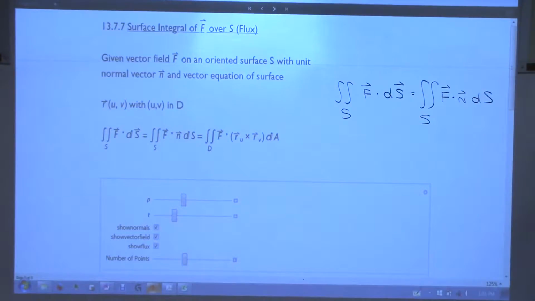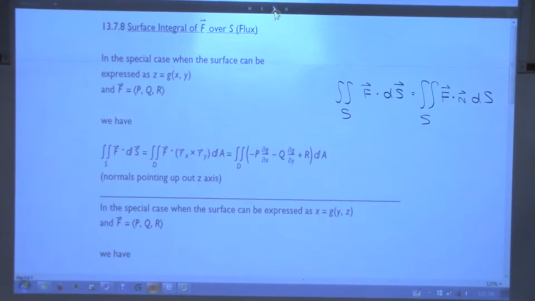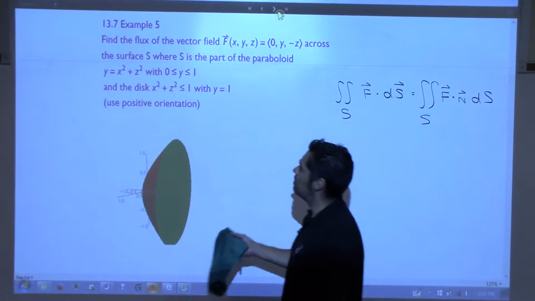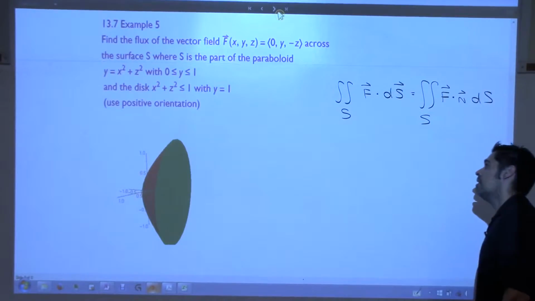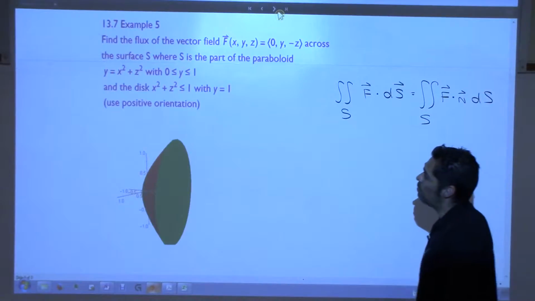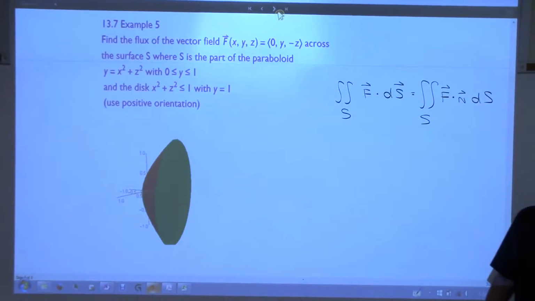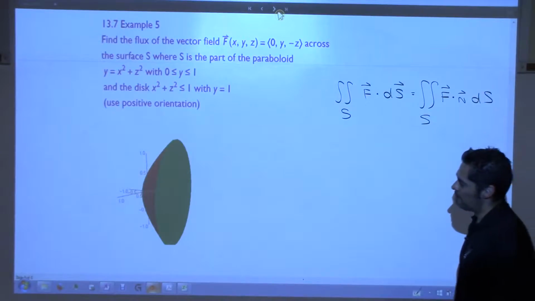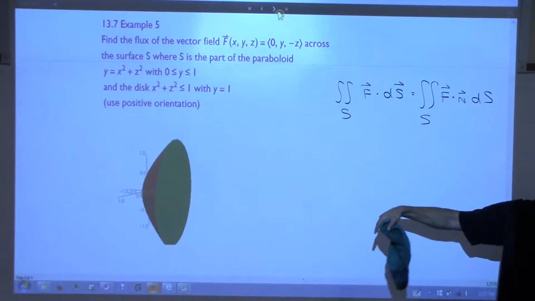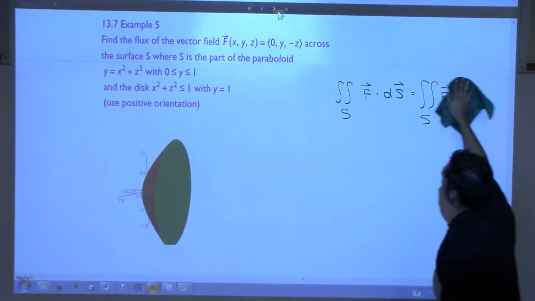All right, so we want to get to this example. Find the flux of the vector field F of x, y, z equals 0, y, negative z across the surface S, where S is the part of the paraboloid y equals x squared plus z squared, with y between 0 and 1, and the disk x squared plus z squared less than or equal to 1 with y equal 1. Use positive orientation. All right, so we have two surfaces that make up S. Let's start with just trying to figure out what those are.